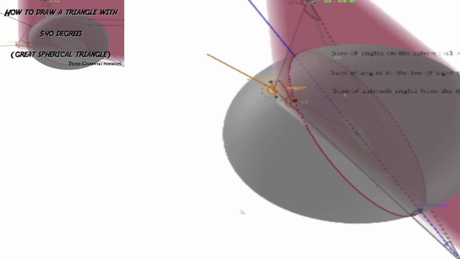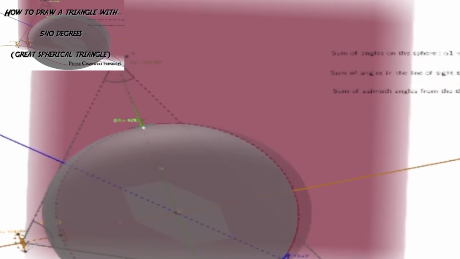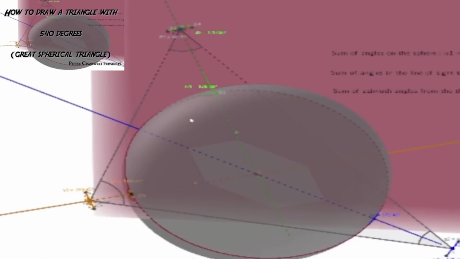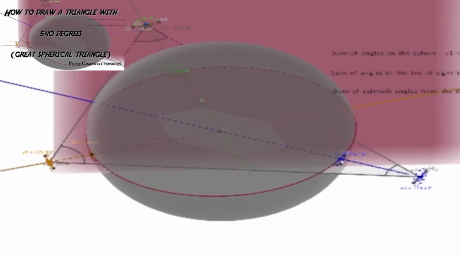Because they overlap, C1 and B1 is one arc. B1 and A1 is another arc. And A1, B1 is another arc. Yeah, geometrically, it's the same circle, isn't it? Yes. If you place them in such a position, then the angles between these planes add up to 540.